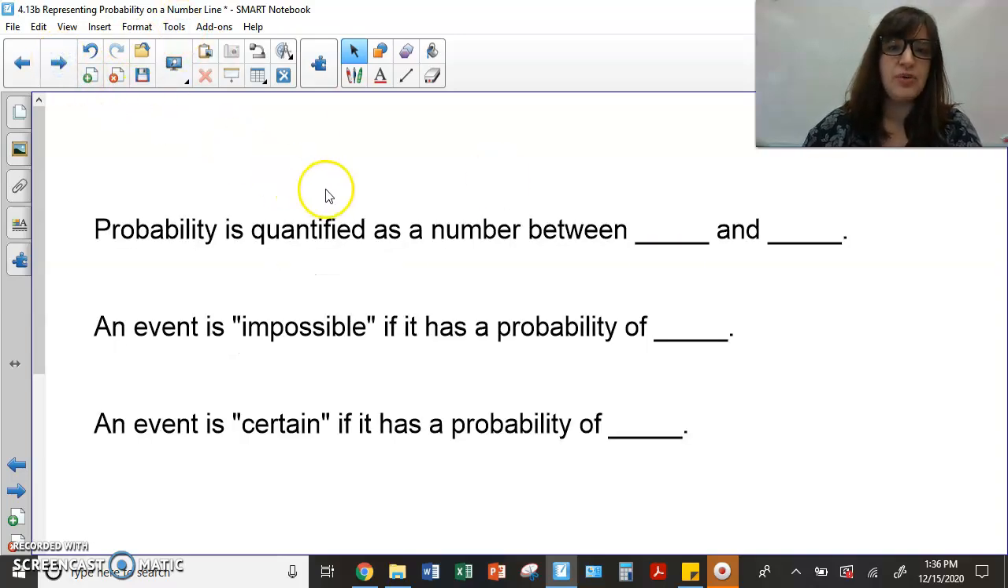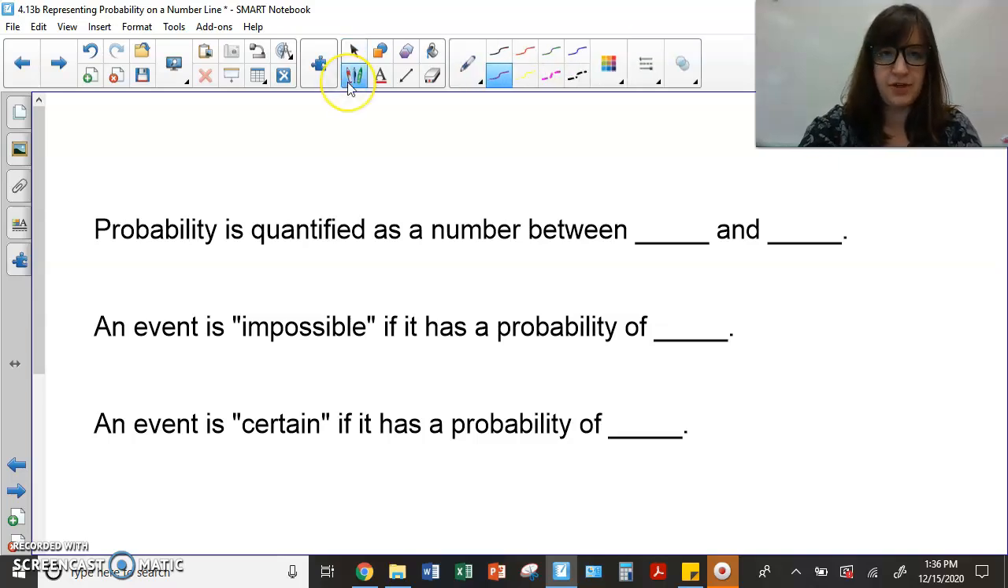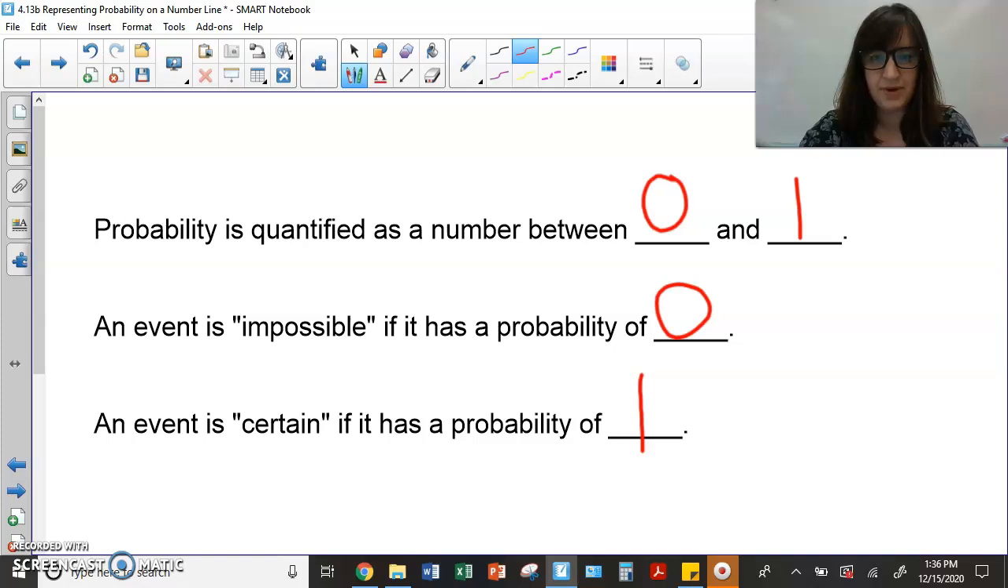Okay, so we talked about this in our video about probability using numbers. So this is important information to review before we represent it on a number line. So probability is quantified as a number between 0 and 1. An event is impossible if it has a probability of 0. An event is certain if it has a probability of 1. Okay, so we're going to use these things and we're going to place them on a number line.